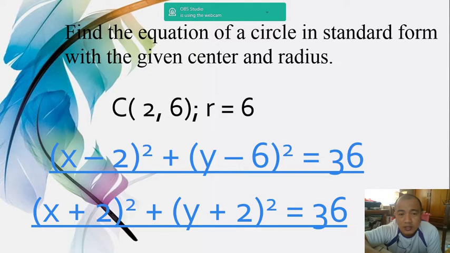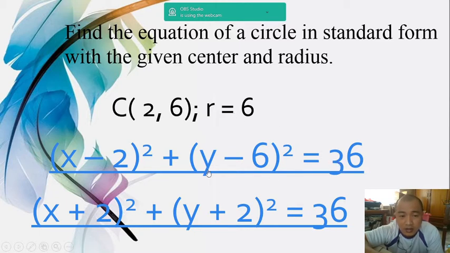Next item. Find the equation of a circle in standard form with the given center and radius. Center (2, 6), radius is 6. As you can see, h is 2 and k is 6. They are both positive, so just substitute these to the standard form of the equation of a circle: (x − h)² + (y − k)² = r². So the answer is (x − 2)² + (y − 6)² = 36, since the square of 6 is 36.